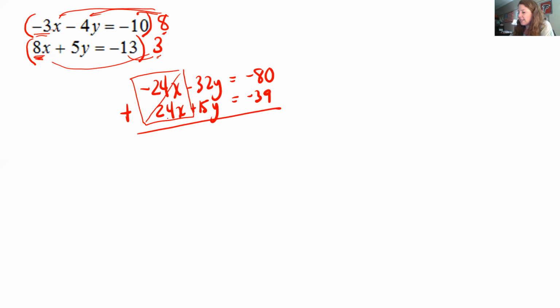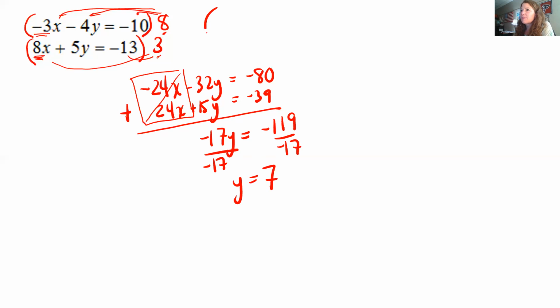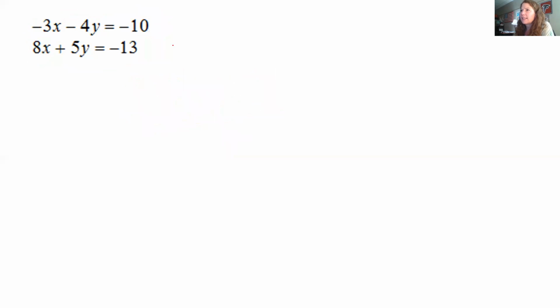So now, -32y plus 15y is -17y equals -80 minus 39, which is -119. And now to solve for y, I'm going to divide both sides by -17. And my final answer is y is 7. All right, so here's my ordered pair. I don't know my x, but I know my y is 7, so I'm going to have to write that back.